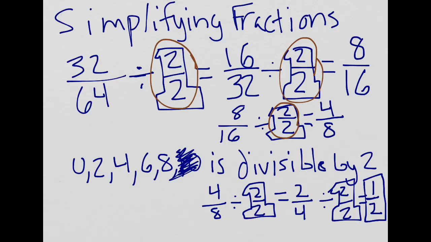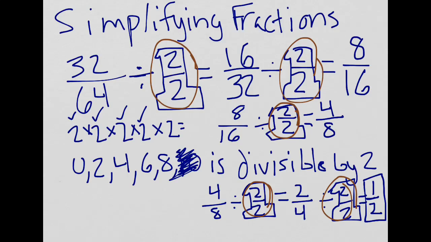Now I want to take a different color marker and circle all the times I divided by my onesie. That's 1, 2, 3, 4, and 5 times. 5 different times I divided by my onesie. So if I take 2 times 2 times 2 times 2 times 2, that would have actually gotten me my greatest common factor. So 2 times 2 is 4, 4 times 2 is 8, 8 times 2 is 16, and 16 times 2 is 32.